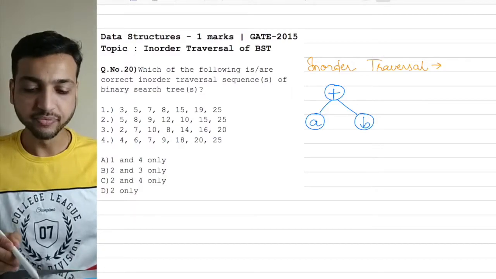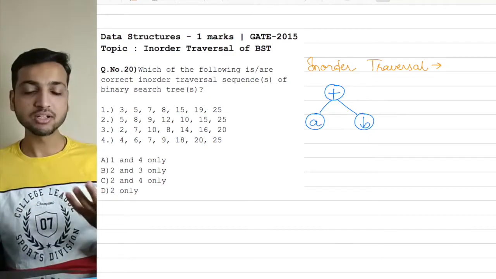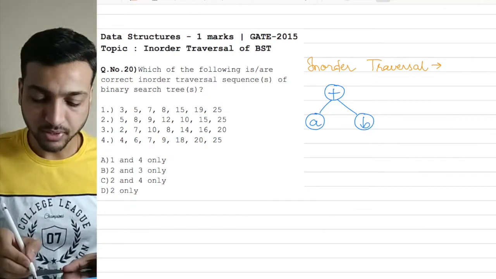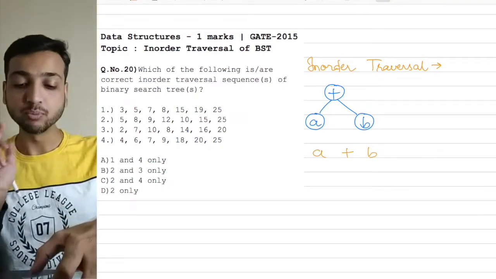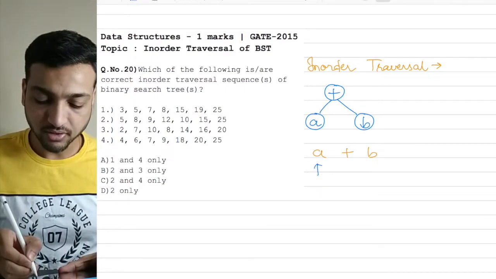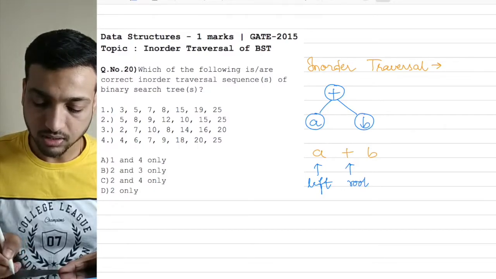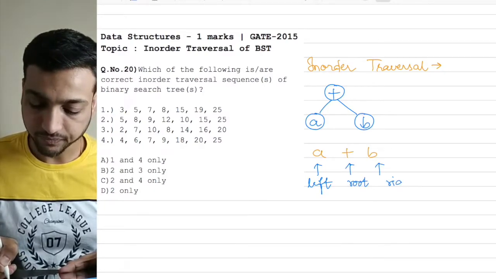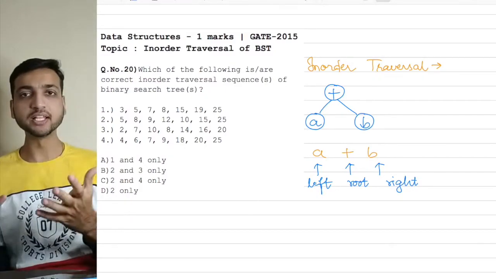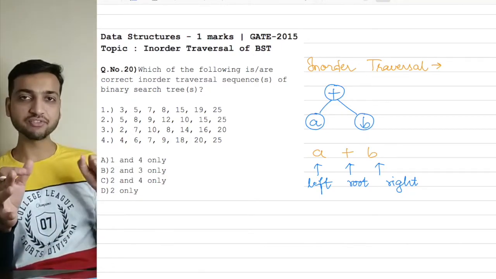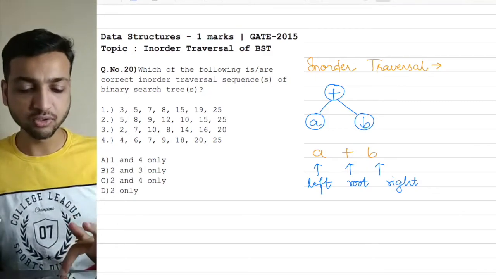Now consider this tree, with plus as the parent and A and B as its children. So what will be the in-order traversal of this simple tree? It is going to be A plus B. Now the point to note is, first we visit the left, then we visit the root, and then we visit the right. This is how an in-order traversal typically works. So quickly to revise, in in-order traversal, first we visit the left of the tree, then the root, and then the right of the tree.